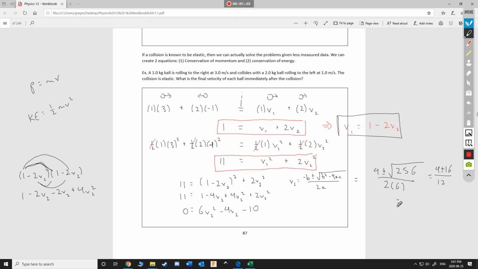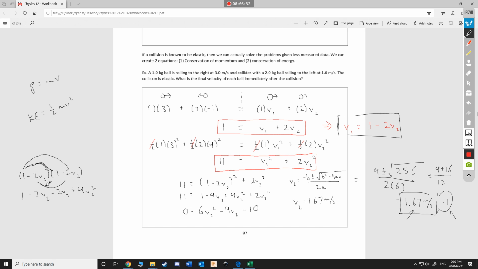So when you see that, we have 4 plus 16 divided by 12. You get 1.67 meters per second. Or we get 4 minus 16 divided by 12, and negative 1. So one of these answers is our correct answer. The other one is not. One way of knowing we did it correctly is that we don't actually get the original speed of v2. The original speed of v2 was negative 1 meters per second. That's the original. So this must be our actual value. So v2 is equal to 1.67 meters per second. And it's positive, telling us it's moving right. So it actually collided with the first ball, and it was originally moving left, now it's moving right.